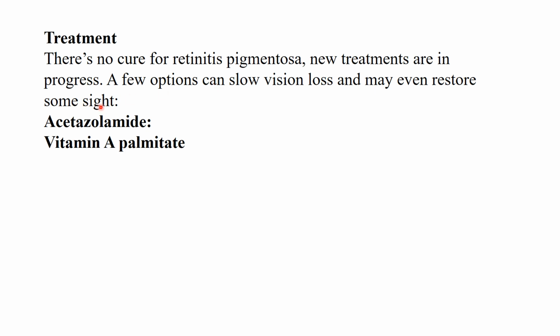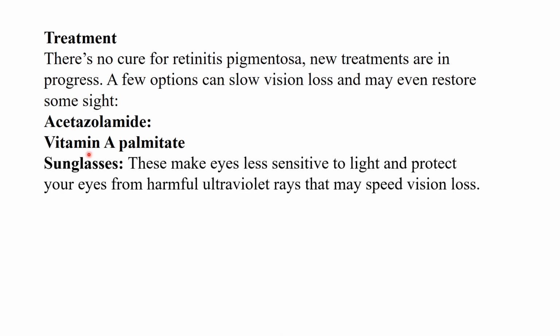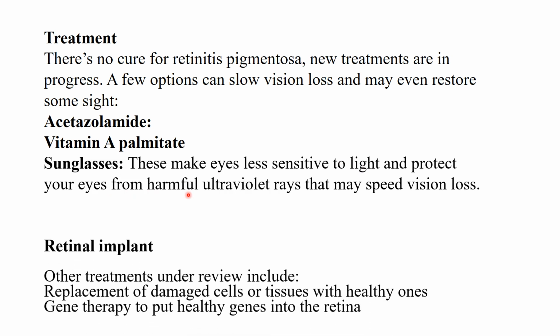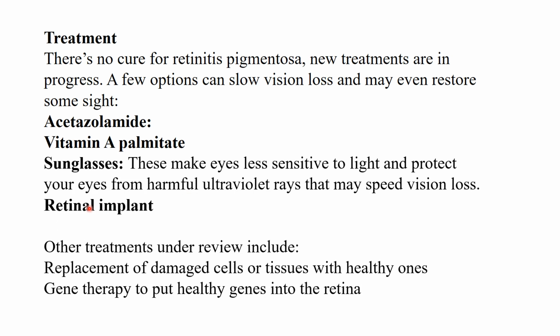Few options हम इस्तेमाल कर सकते हैं, like acetazolamide, vitamin A palmitate, sunglasses. These make eyes less sensitive to light and protect your eyes from harmful ultraviolet rays that may speed vision loss. Retinal implant. Other treatments under review include a replacement of damaged cells or tissues with healthy ones, and gene therapy to put healthy genes into the retina.